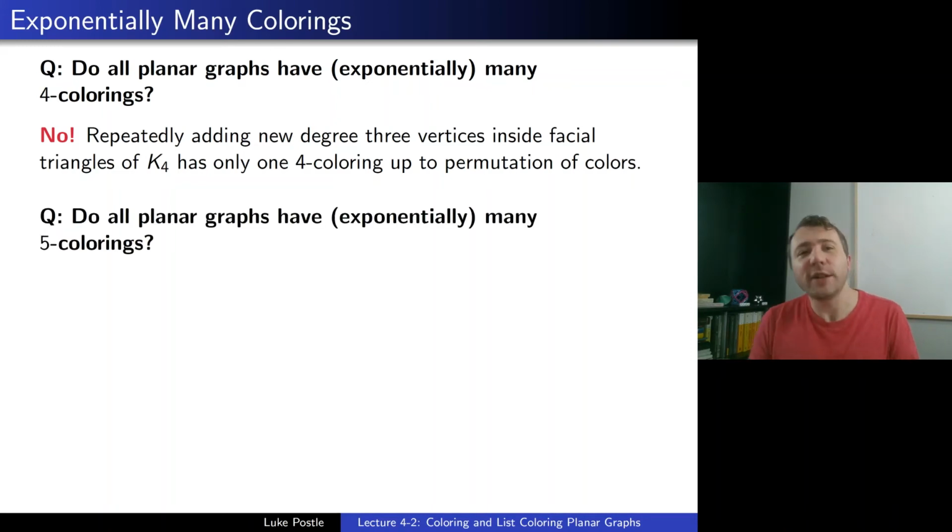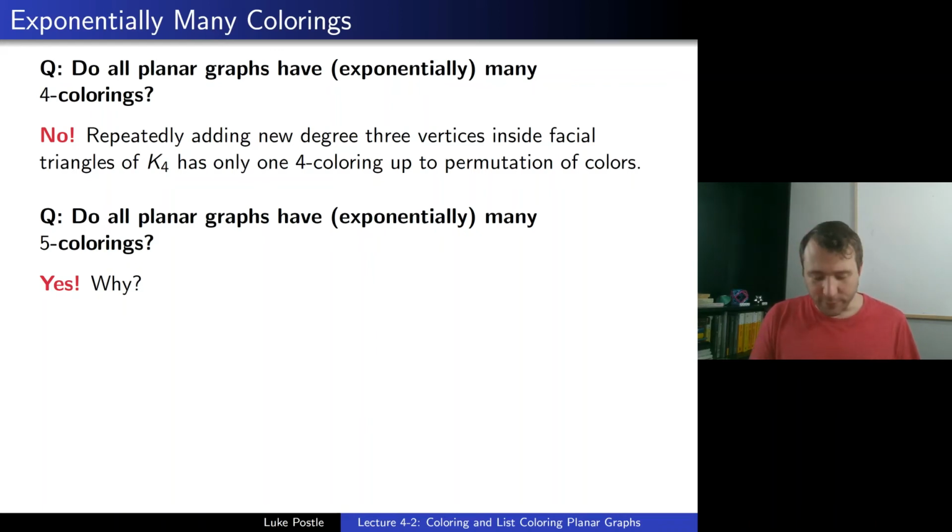But here's a nice question. Do all planar graphs have exponentially many 5-colorings? What if I allow you another color, right? So remember the five color theorem, quite easy to prove. Maybe there's hope then that you can actually find many colorings. So this was a question, and if you want to stop and think about it, the answer is yes. But why is this true? How do we give a proof?